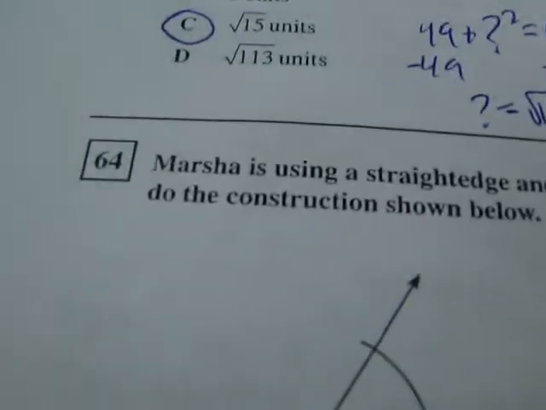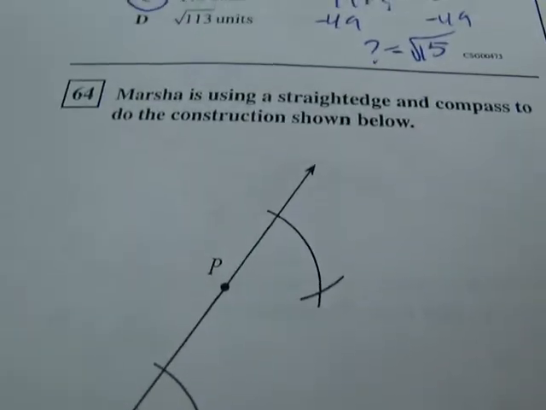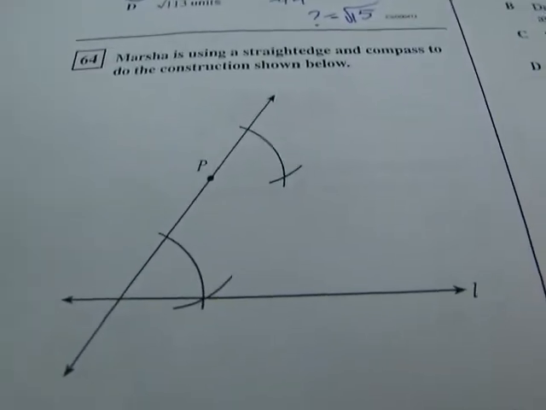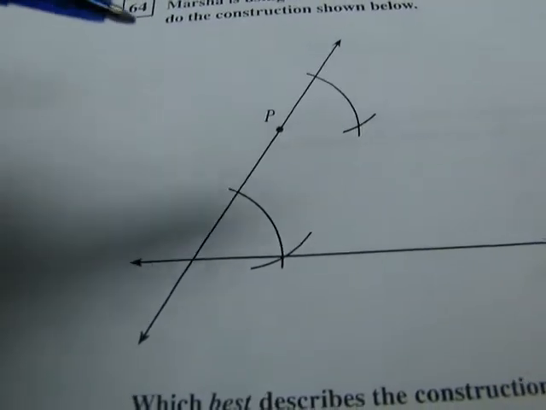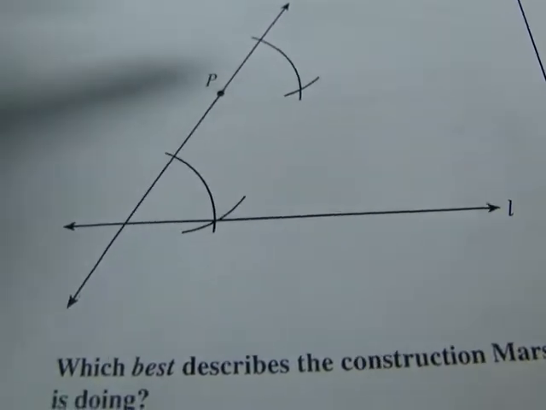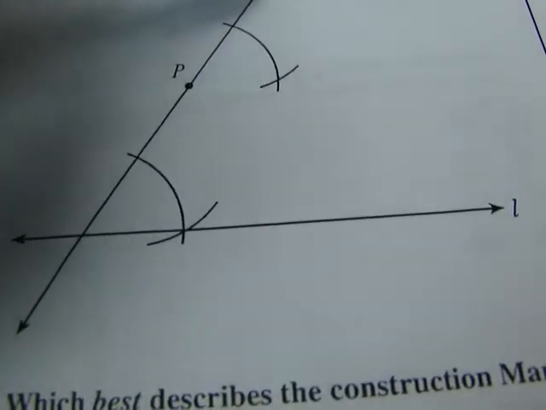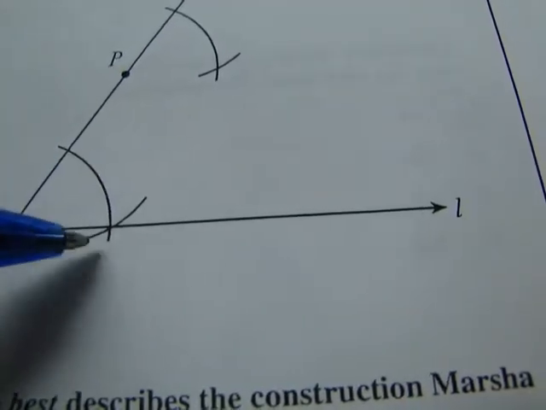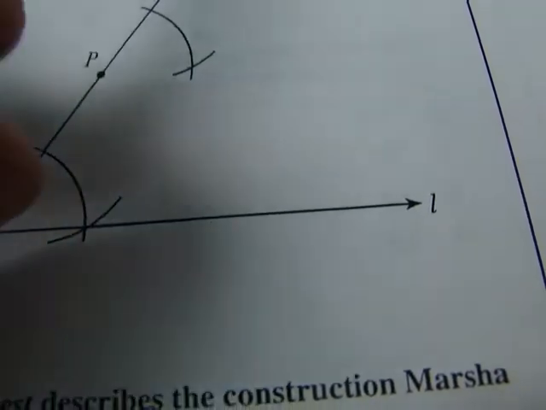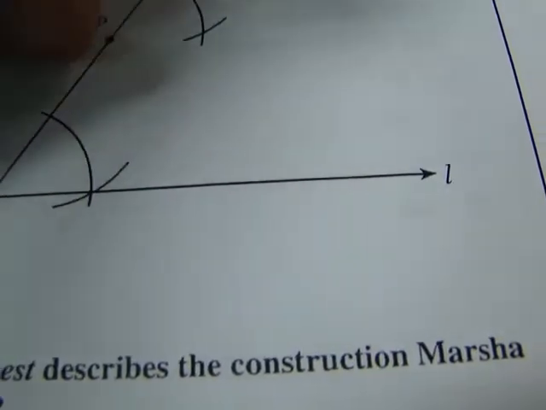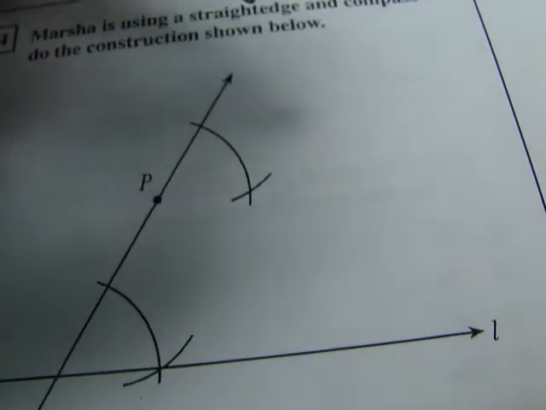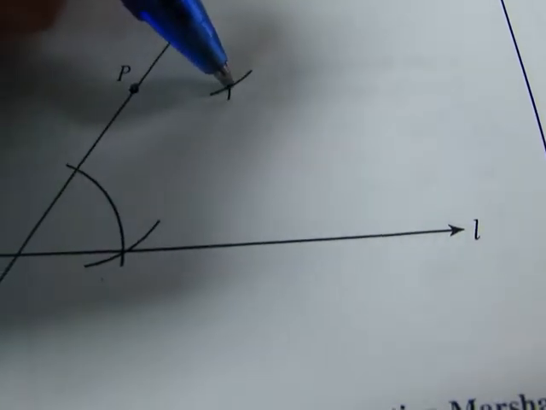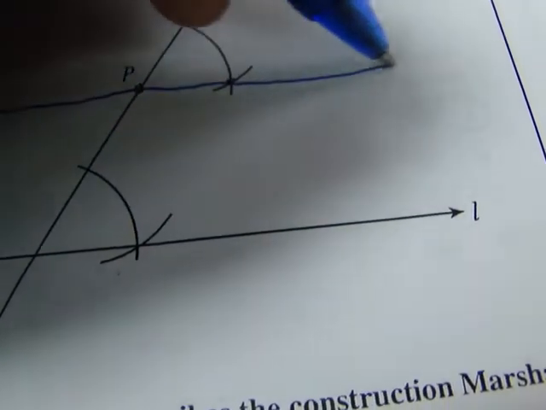So let's look at 64. It says Marcia is using a straight edge and compass to do the construction below. What best describes the construction she is doing? Well, this one is kind of good to recognize. What she started with was line L and point P. And what she did was she constructed first this line, then she constructed this arc, and then with this arc, she constructed this arc, giving her this measure with her compass. She then used that measure for this arc and this arc, right here. All of that so she could construct a line from P through that intersection.